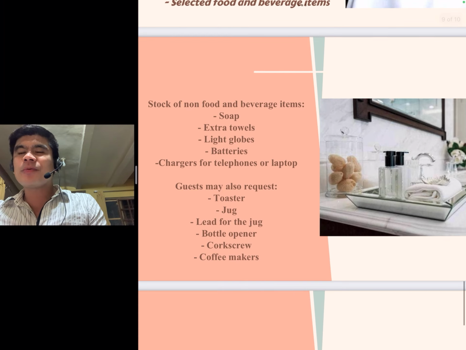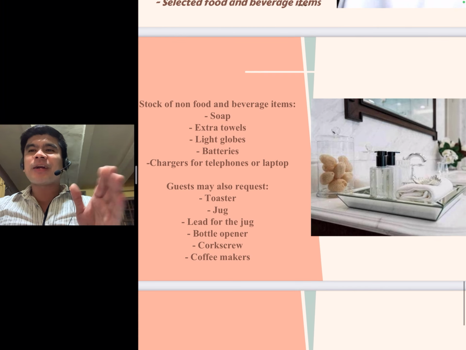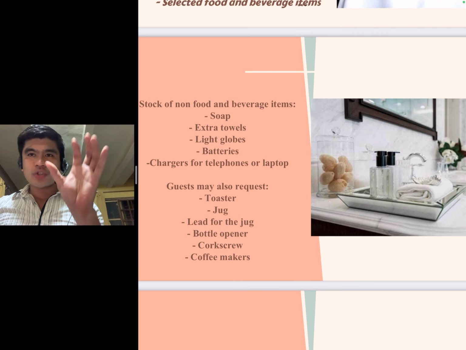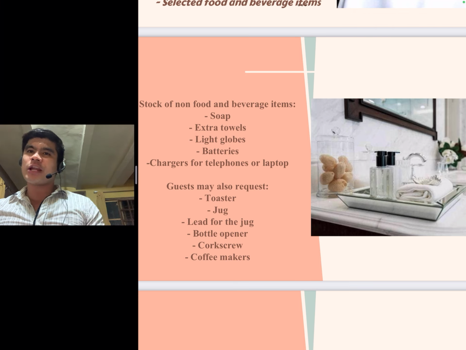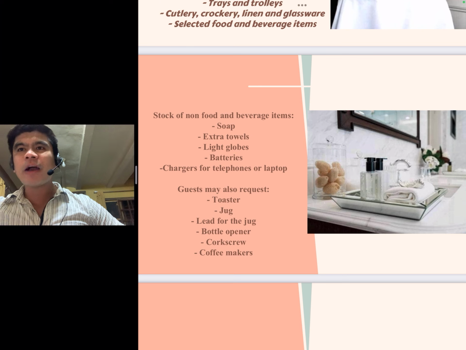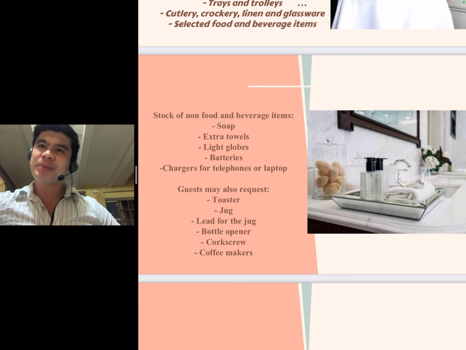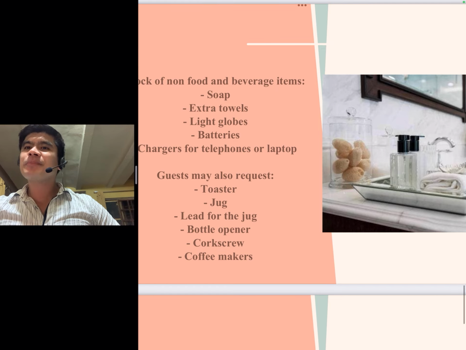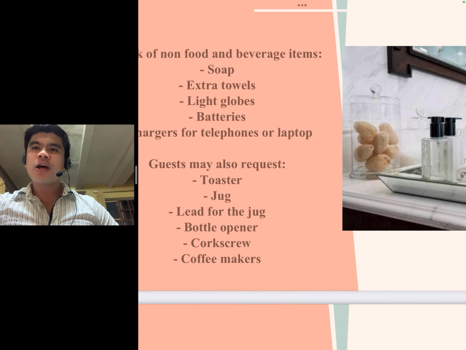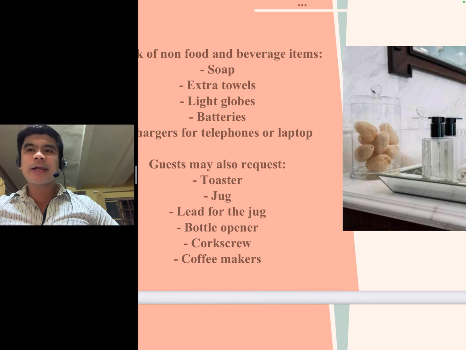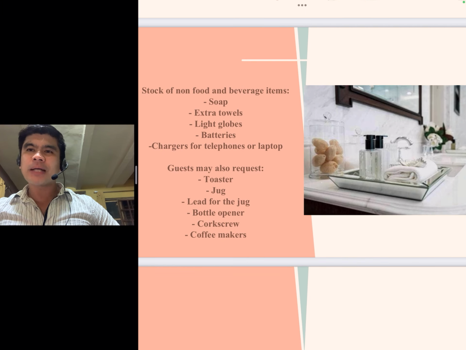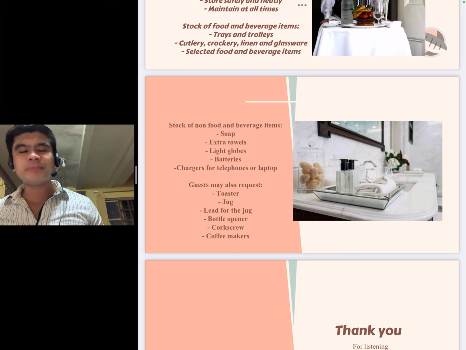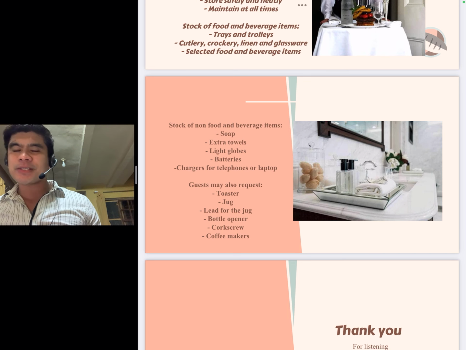Okay. Now, this part is basically the part of the housekeeping department once again, but we're going to touch on this just to give you an idea. Stock of non-food beverage could be soap, towels, light bulbs, and batteries. The guest may require a toaster, jug, bottle opener, corkscrew, and coffee makers.